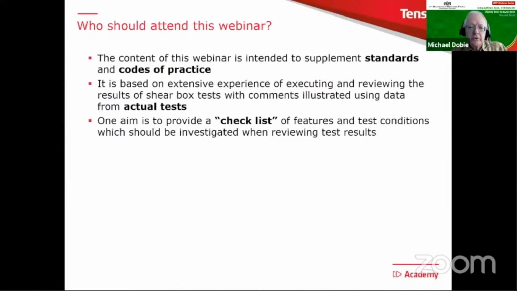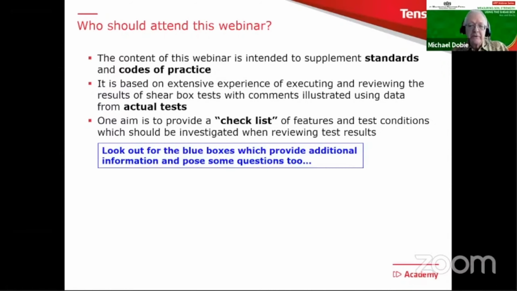So who is this webinar intended for? Well, the aim here is really to supplement existing standards and codes of practice. What I tell you is going to be based on an extensive experience of both carrying out and reviewing data from shear box tests. And perhaps one target is to create some kind of checklist of features and test conditions which you should look at when you are reviewing results.